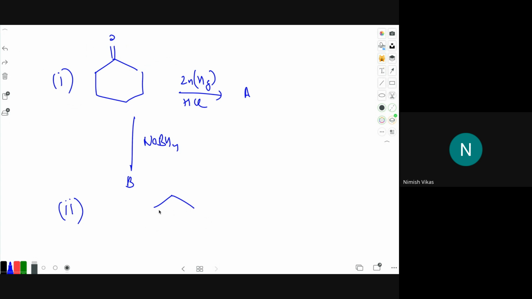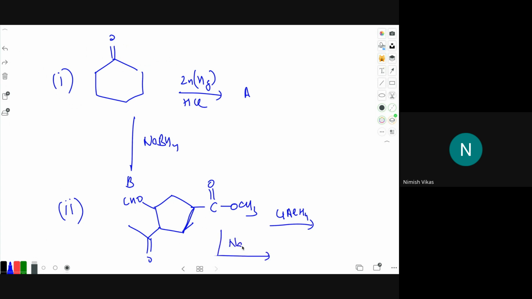Imagine this is there. CO, OCH3 is there. CHO. Okay. And you treat with what? Lithium aluminium hydride. In the second case, you treat with NaBH4. Tell me what will be produced over here. One more thing. Third one.